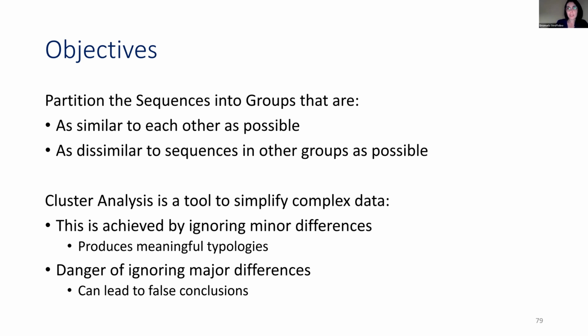Of course, every simplification comes with a cost, and the cost here is that we have to ignore minor differences between the sequences that are located in the same cluster. So we want to generate a meaningful typology of sequences, and within this typology, each cluster, so each type, will have a certain amount of differences that we have to ignore. We accept that these are minor differences that we assume can be ignored. This might lead, though, to ignoring major differences and lead us to false substantive conclusions about the typology.